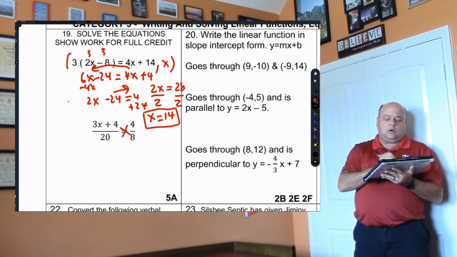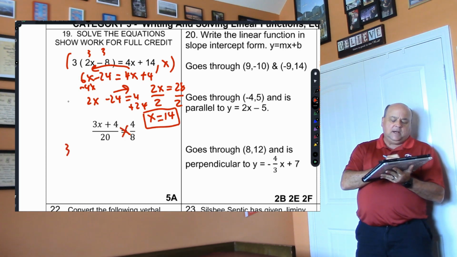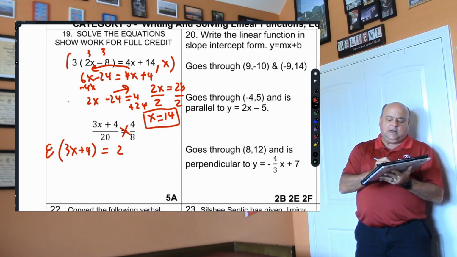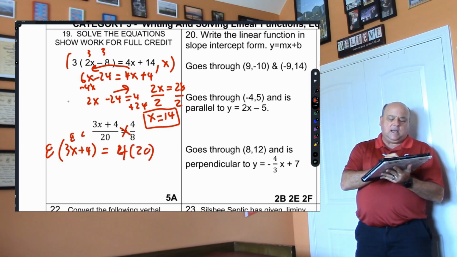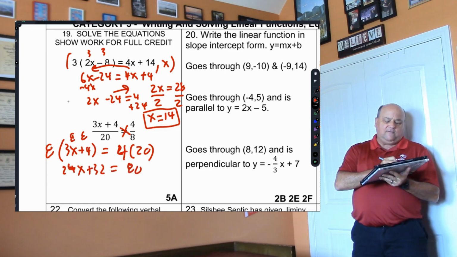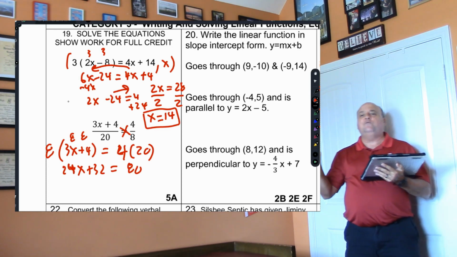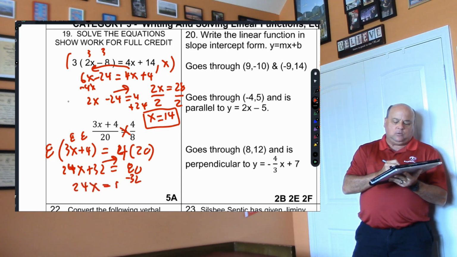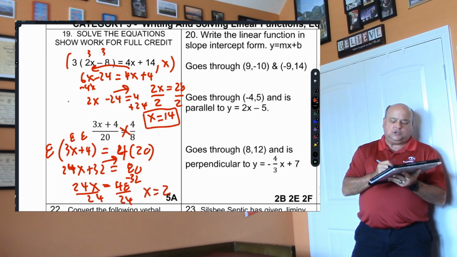On the next one, we're going to cross multiply. So I'm going to take the 3x plus 4, and I'm going to multiply that by 8, and I'm going to take the 4 and multiply that by the 20. So I get 24x plus 32 equals 80. Notice I only have one x, don't I? So I got 24x, but I got to move all those numbers over. So I'm going to take the 32 and subtract. 24x equals 48. Divide by 24, and I'm going to get x equals 2.